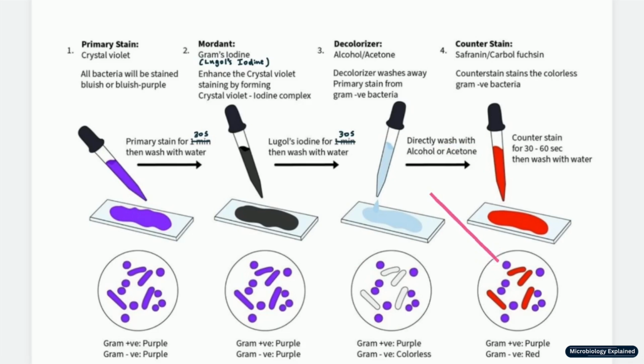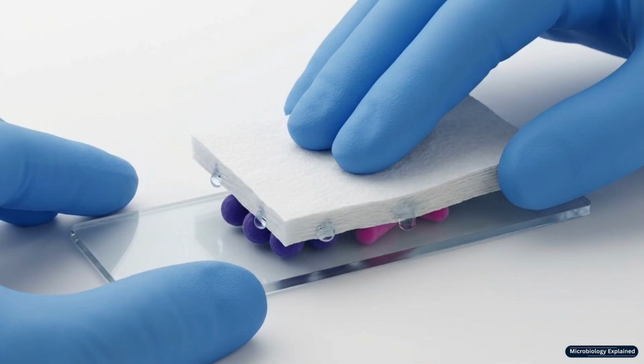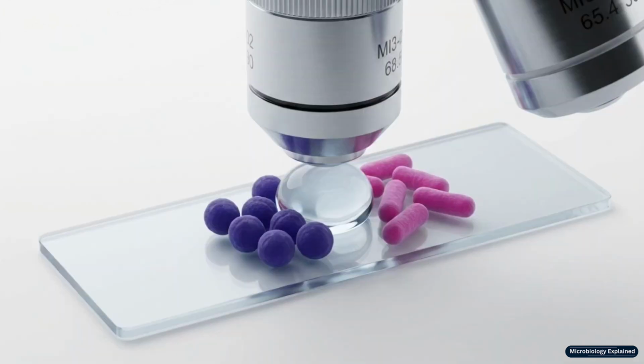The accuracy of this entire diagnostic test comes down to that brief decolorization window. Leave the alcohol on too long, and even the thickest walls will eventually lose their purple dye. Wash it off too quickly, and the thin-walled cells won't clear properly. After a final rinse with water to remove the excess pink stain, we gently blot the slide dry. We then place it under the microscope, using an oil immersion lens to achieve maximum magnification.